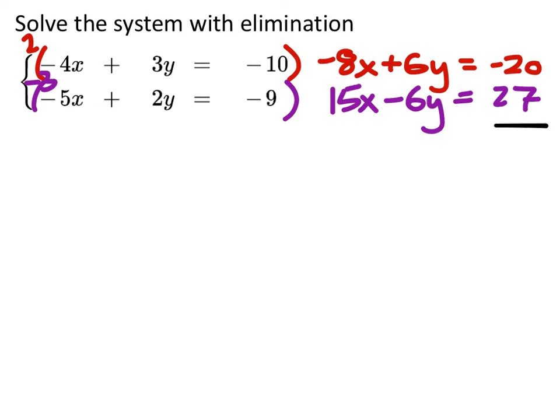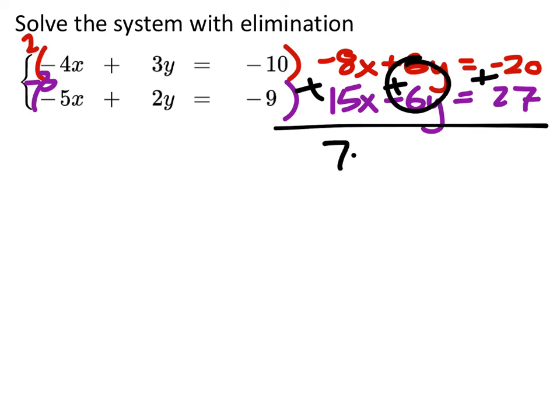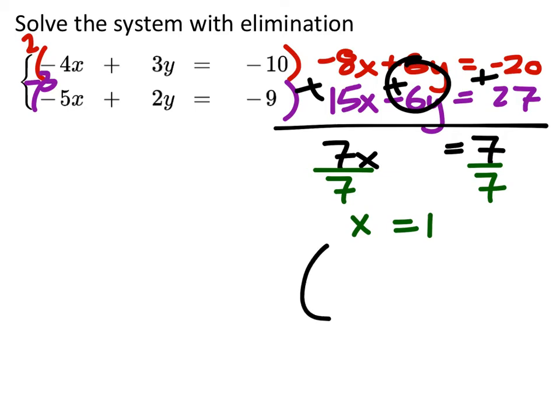And now we'll just add these two equations, right? And that's nice because it will eliminate our y's. Negative 8x plus 15x is 7x. And negative 20 plus 27 is 7. So this is going to turn out very convenient. X is 1. So in my ordered pair, I got x is 1.